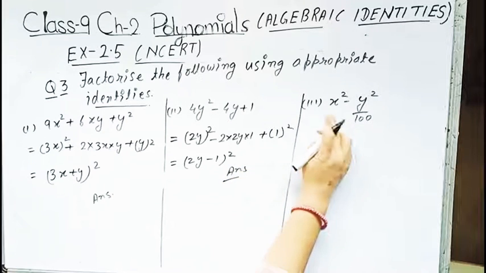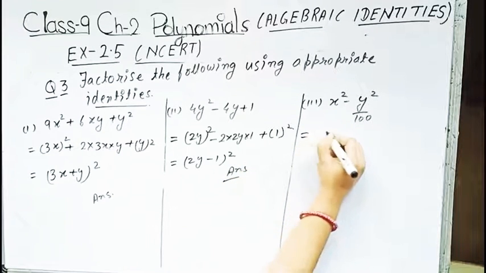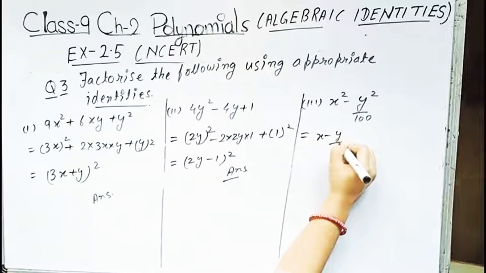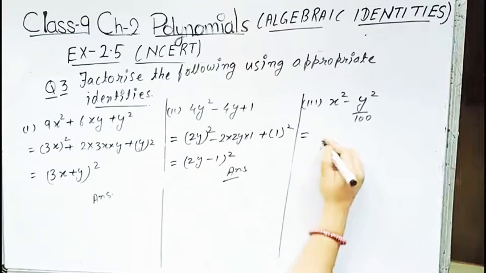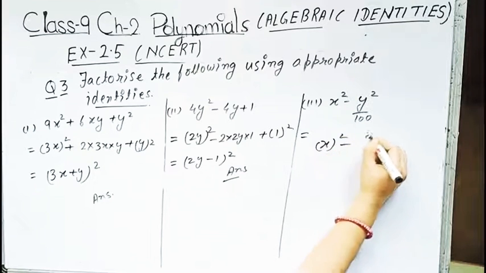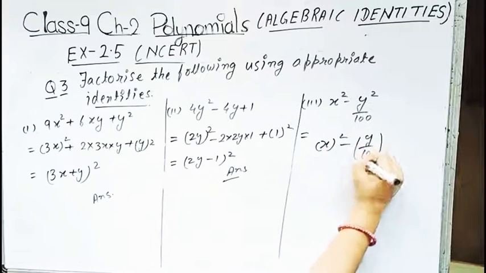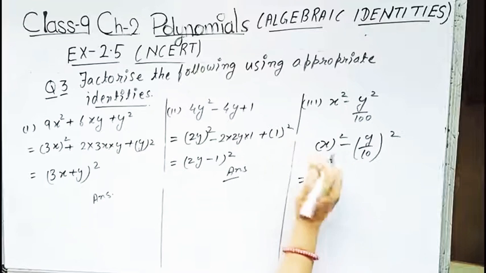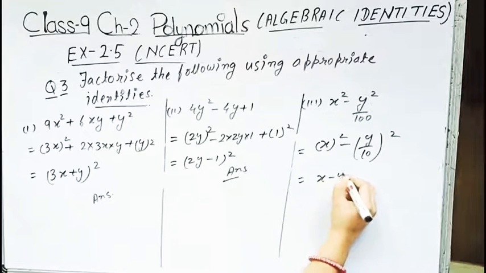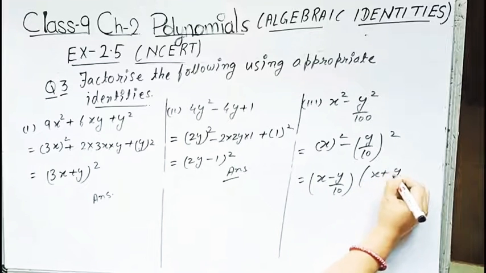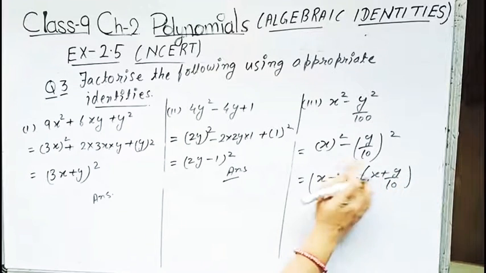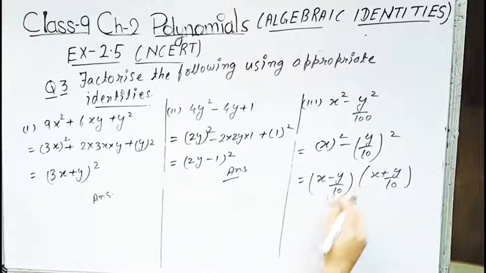Part number 3 is in the a square minus b square form. So this I can write as x square minus (y by 10) whole square. So this I can write as (x minus y by 10) into (x plus y by 10), using a square minus b square equals a minus b into a plus b. This is the answer.